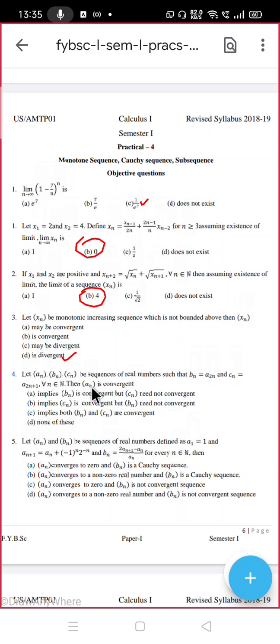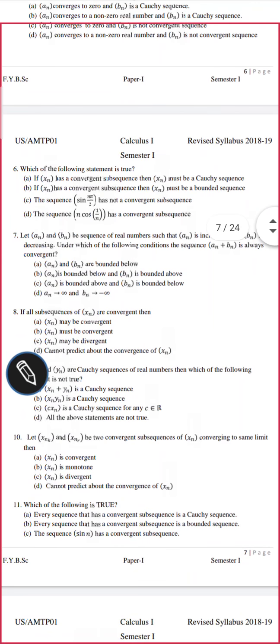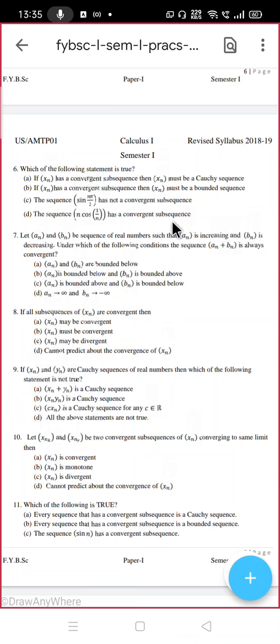So these are subsequences, तो convergent रहेगा. Option C. What about this? Bn is not convergent. C. What about 6th one? B. What about 7th? C. 8th? Cannot predict. Why A?